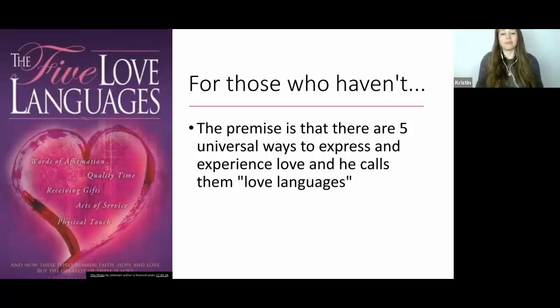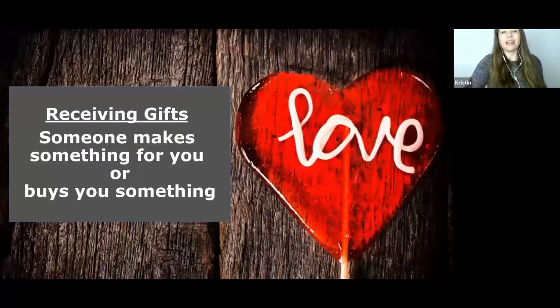And I think that's just a really beautiful phrase, because whenever you can interpret someone's behavior, then it is a language, right? Body language. So of the 5 love languages, I'm going to go through those really quick. The first one I'm going to talk about is receiving gifts. When someone is making something to give you, or maybe they're just buying something for you, that is a way to show love.